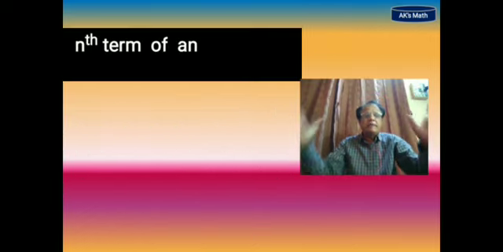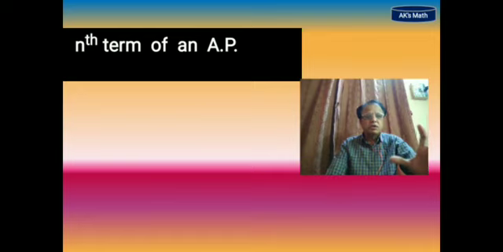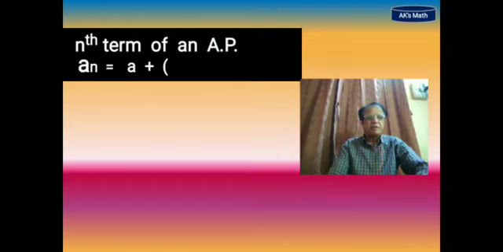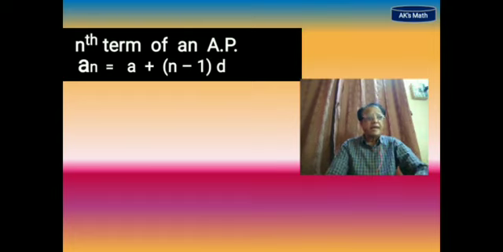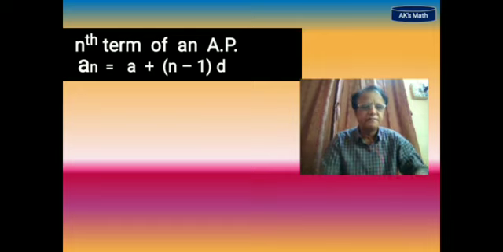So now today we are going to learn the first formula related to the AP, which is the nth term of an AP. Look at the formula which is given on the screen. Nth term of the AP: an is the nth term, an is equal to a plus n minus 1 into d.